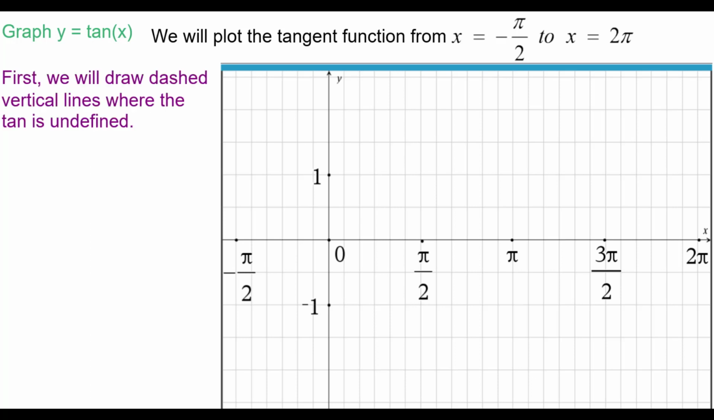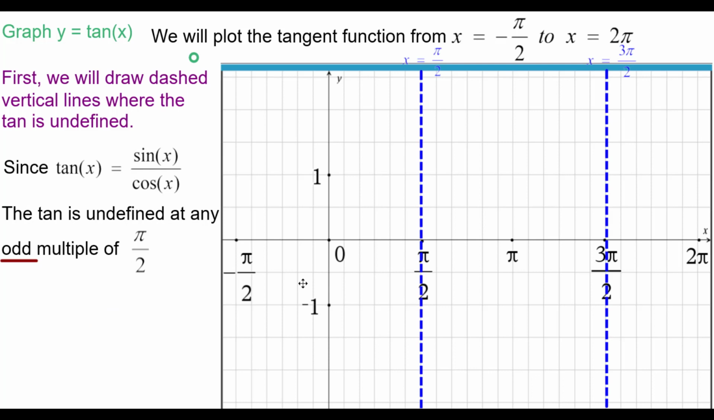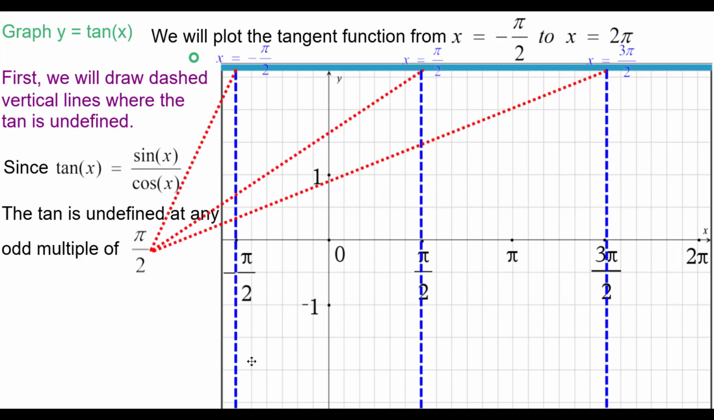First, we'll draw dashed vertical lines where the tangent is undefined. Recall, since tangent is the sine divided by the cosine, the tangent is undefined when the denominator is 0. That is, when the cosine is 0. So this occurs at pi over 2, 3 pi over 2. So we'll put dashed vertical lines there. But the tangent is undefined at any odd multiple of pi over 2, which will also include negative 1 pi over 2.